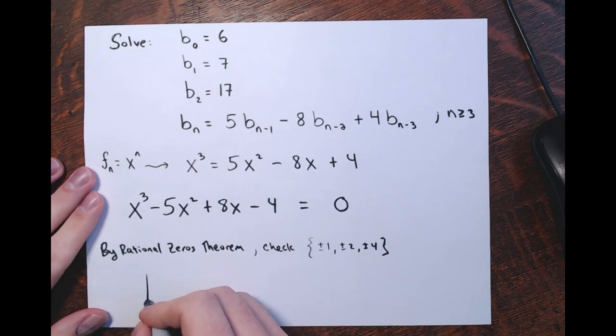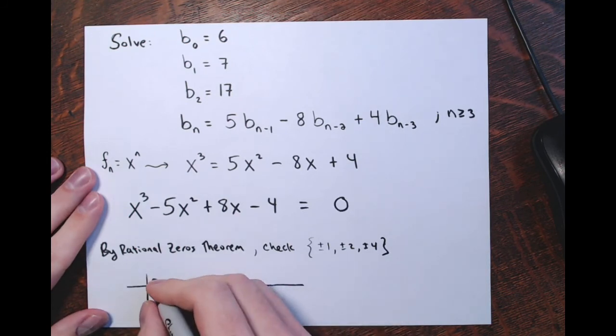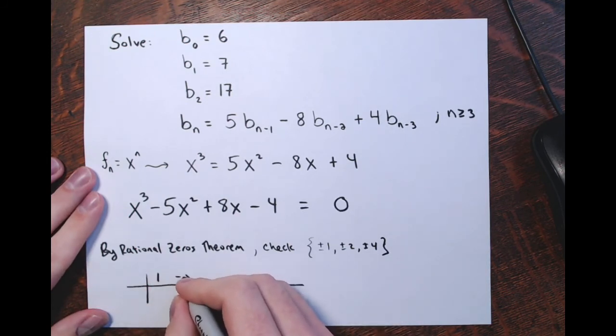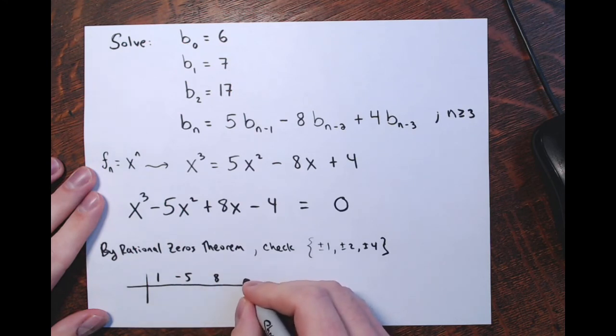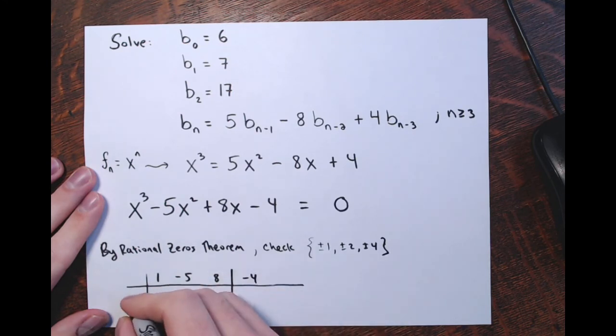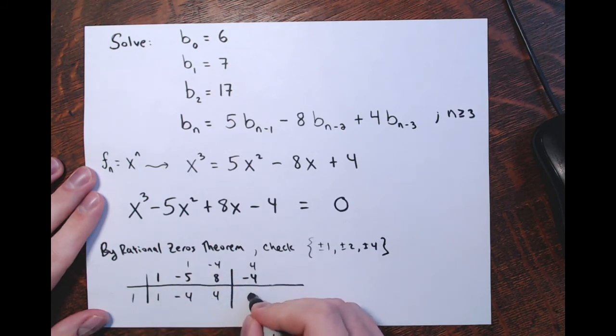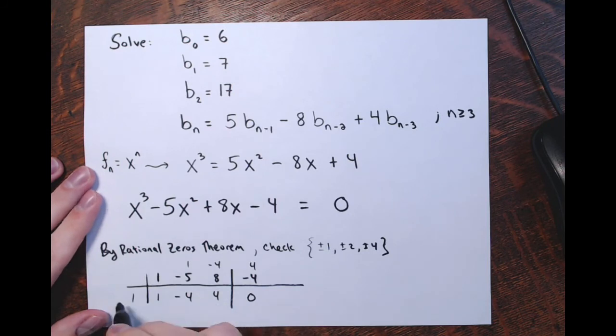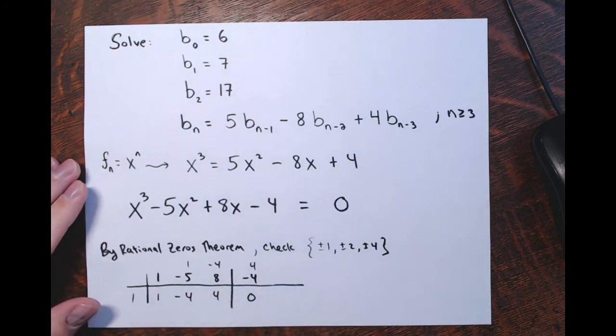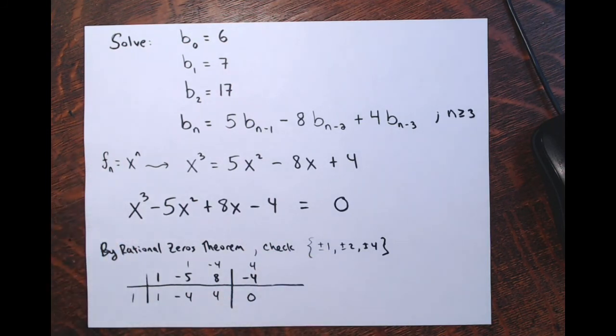So here's some synthetic division. The way I do it, you've got 1x cubed, -5x squared, +8x, and -4. And I'm telling you right now, 1 will work. Remember, you drop the first one here. 1 times 1 is 1, plus -5 is -4. 1 times -4 is -4, plus 8 is +4, and then 1 times 4 is 4, plus -4 is 0. And then this line tells me how to factor that polynomial.